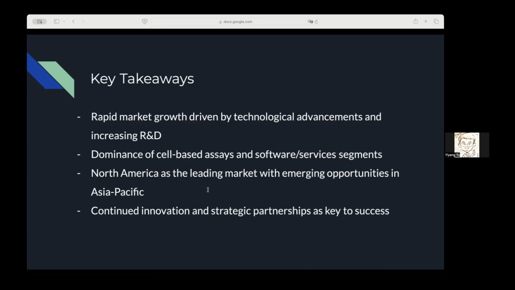And geographically, North America continues to lead the market, expected to grow at around 7.7% by 2032. But we also see significant emerging opportunities in the Asia Pacific region, driven by increasing R&D investment there and the growing biotechnology sector. And then lastly, it's clear that innovation and strategic partnerships are the key to success in this competitive landscape. Companies that invest in cutting-edge technologies like AI integration and 3D cell cultures, while also forming strategic alliances, are the best positioned to capitalize on the market's growth. And that's it.